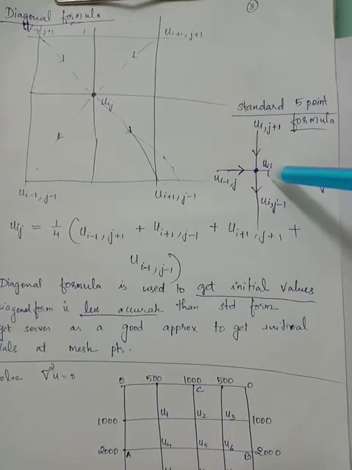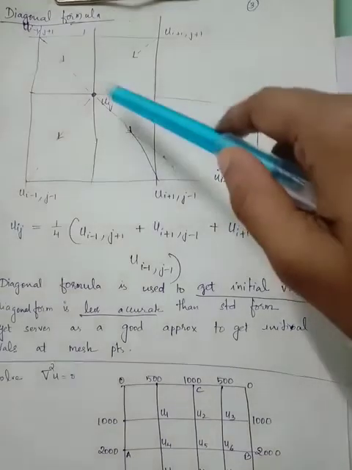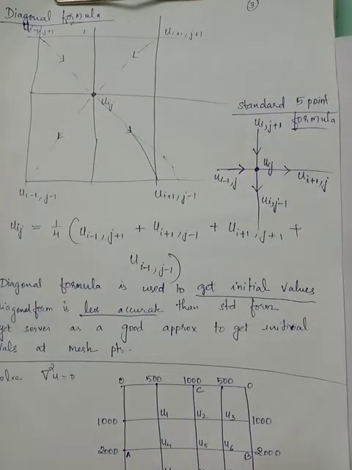uij gives a more accurate answer when we depend on the standard 5-point formula compared to the diagonal formula. To initiate an iteration only, we will be using the diagonal formula. To get more accurate answers in the succeeding iterations, we will be purely depending on the standard 5-point formula. Let's look at an example.